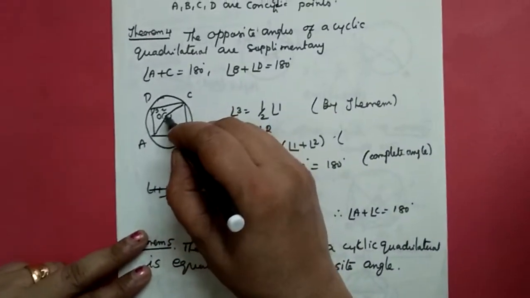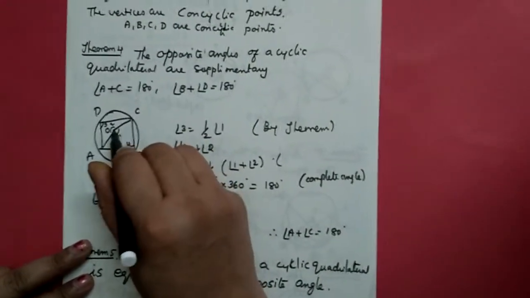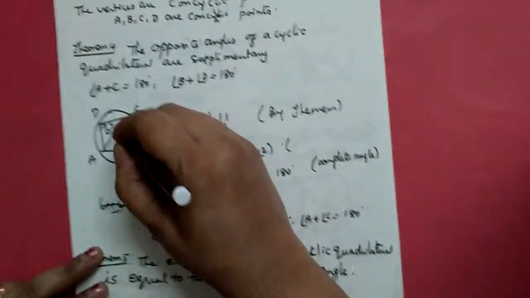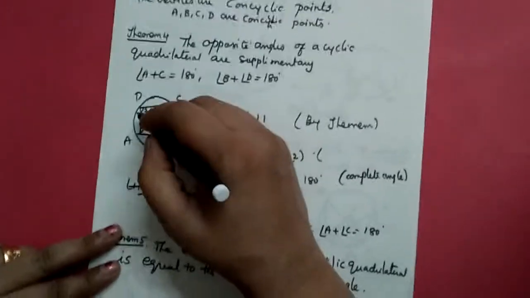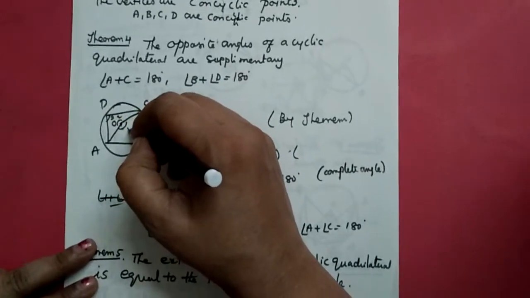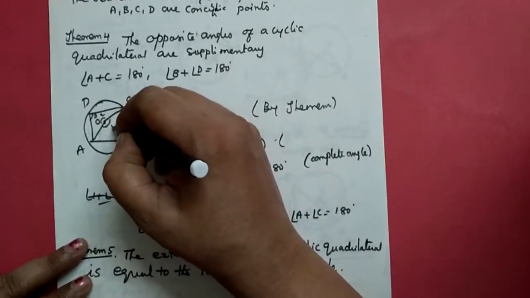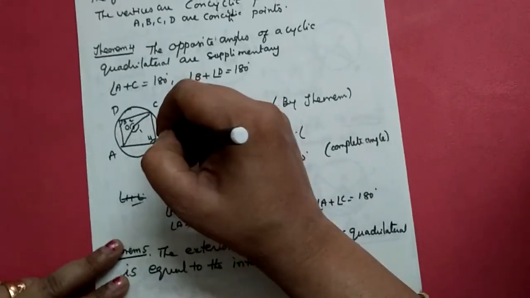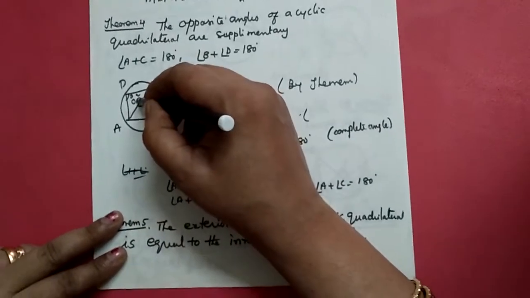Okay, now join A and C with the center. Now I am marking the angles as 1, 2, 3, 4. You know angle 3 is equal to half of angle 1, based on the same theorem. That theorem is very important. Angle 4 is equal to half of angle 2.